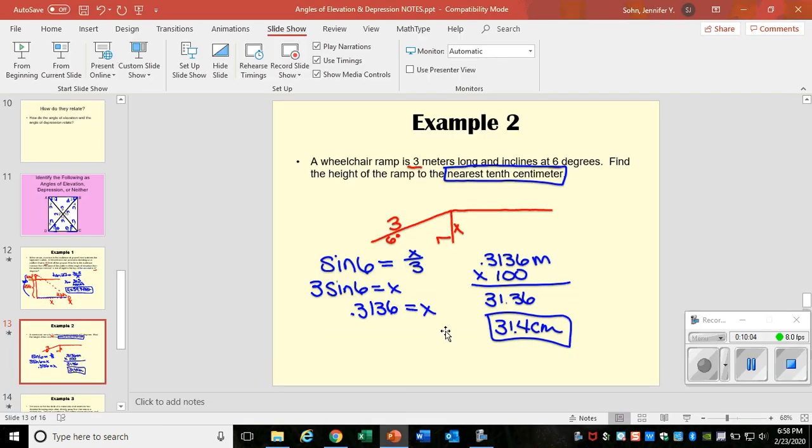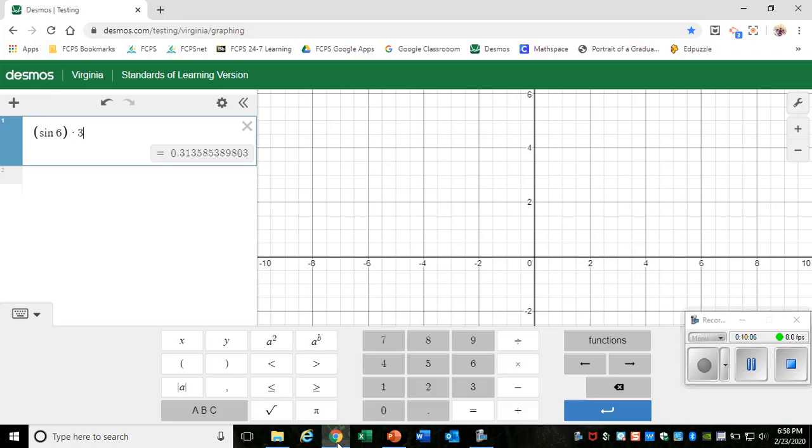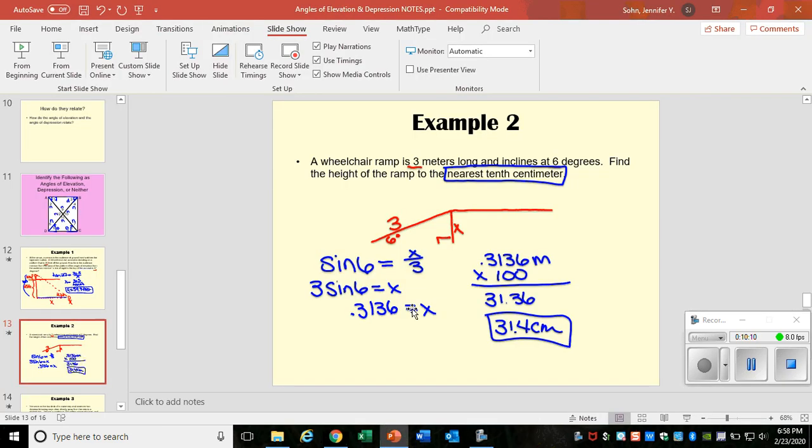And then you get 0.3135 and so on, so I'm going to round it. And then you're going to multiply this by 100, because we're going from meters to centimeters. So to the nearest tenth, because it says tenth, we're going to write 31.4 centimeters.